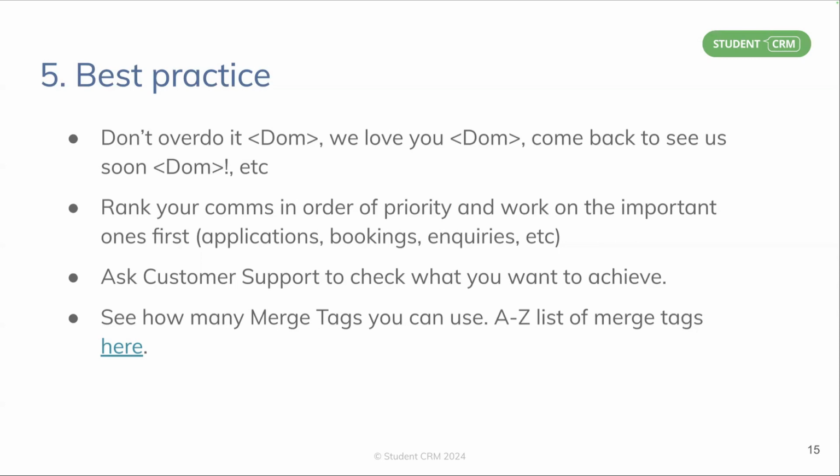Bullet number 4, best practice, is ask customer support to check what you want to achieve. We've got a great customer support team here at Student CRM, so please take advantage of it and just drop a little note and say, we want to achieve this, this is what we've got, what do you think? Someone will come back to you. If it's fantastic, they'll let you know. If you've got opportunities to improve it, they'll also let you know. So use this as a sounding board.